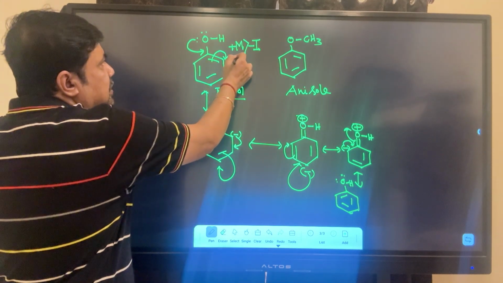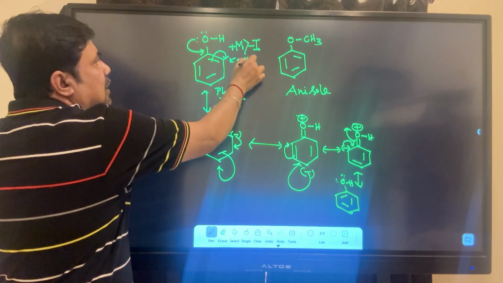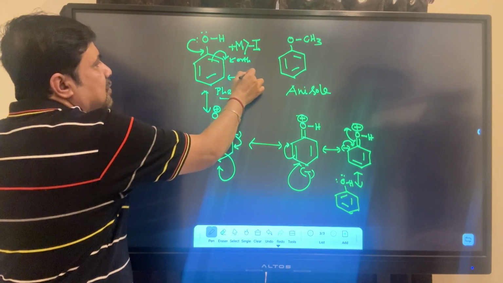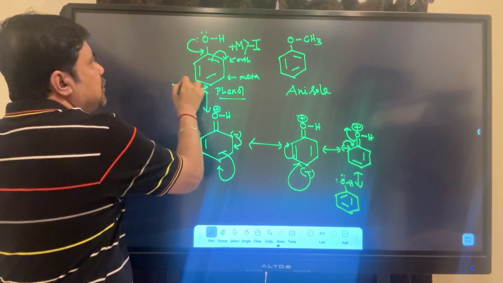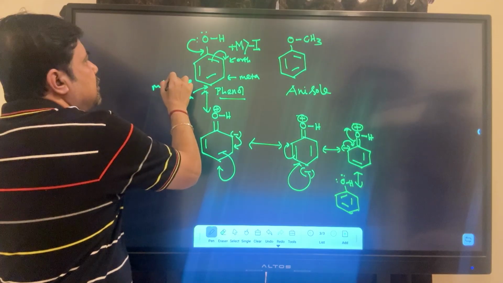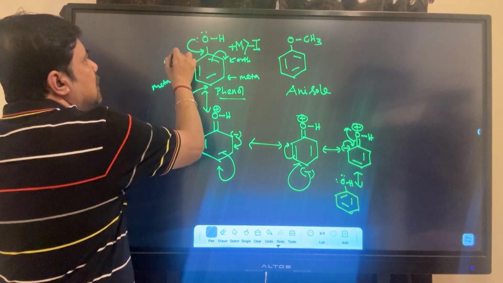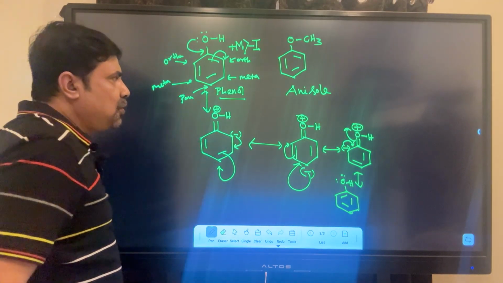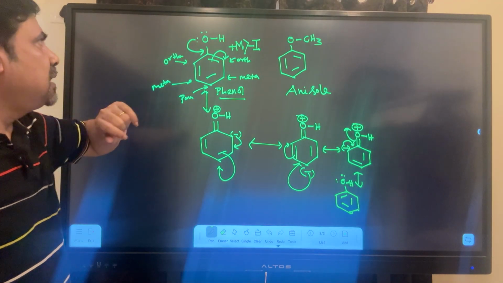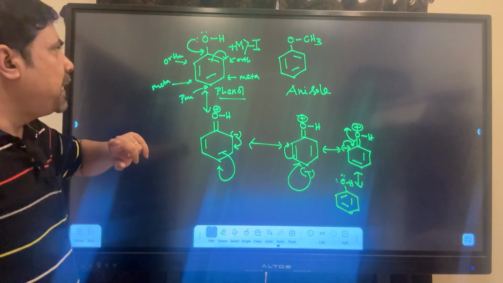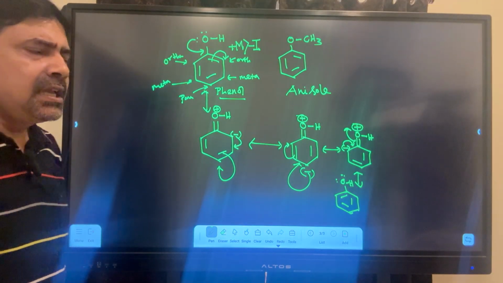What is ortho position? This position is called ortho with respect to OH. This position is called meta. This position is called para. This position is called meta. This position is called ortho. So naming wise, 2 and 6 positions are ortho, 4 position is para, 3 and 5 positions are meta.